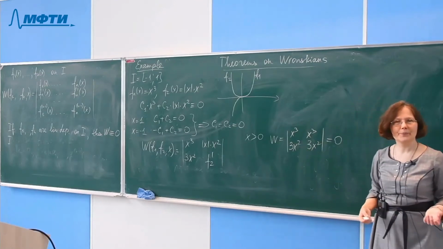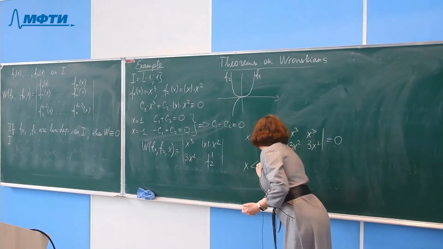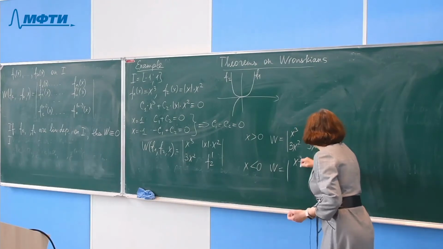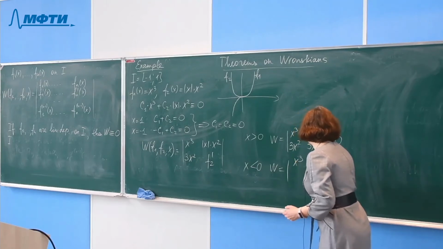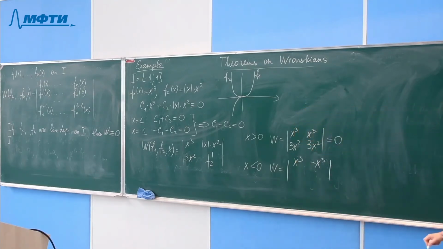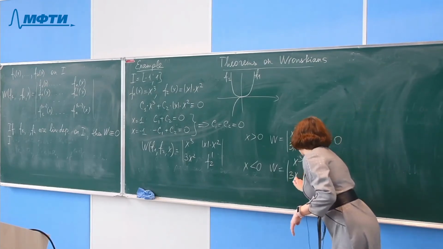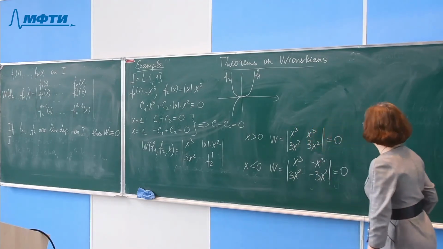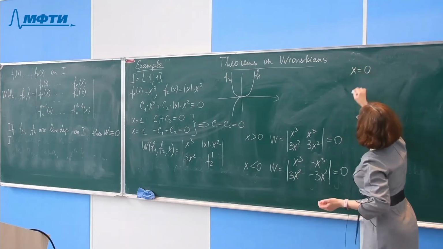matrix is 0. Next, if x is less than 0, then the Wronskian is equal to x cubed, so minus x cubed. Oh no, just a moment, x cubed, minus x cubed, right? Minus x cubed. Then 3x squared and minus 3x squared, and the determinant is again 0. But we should check the point x equals 0. What about x equals 0?